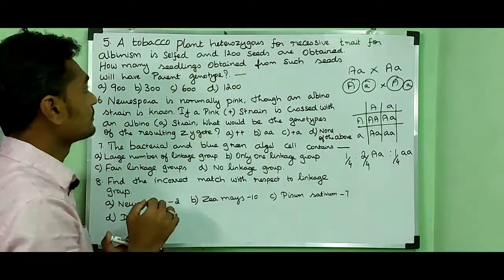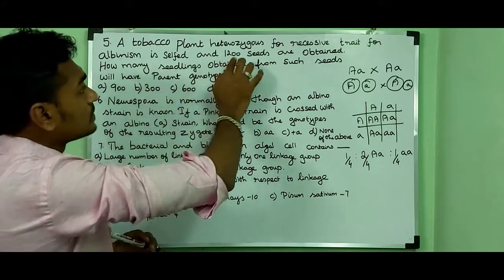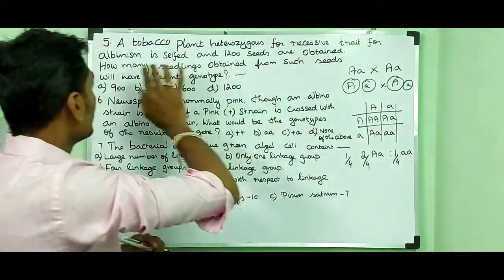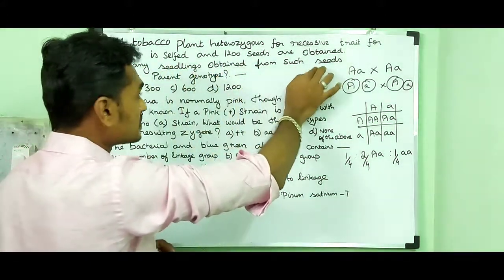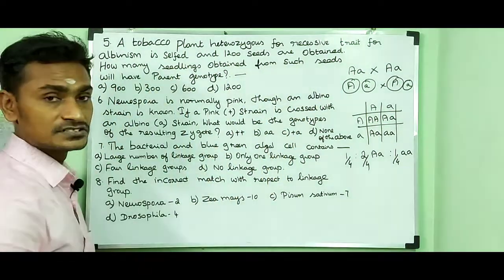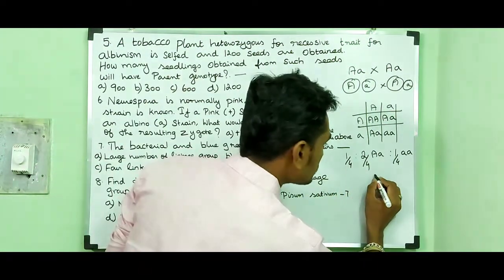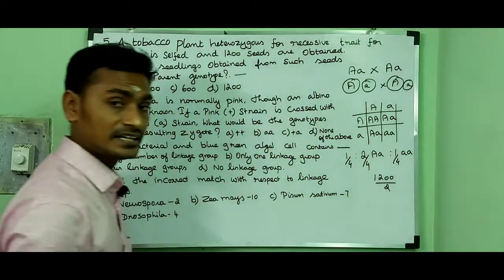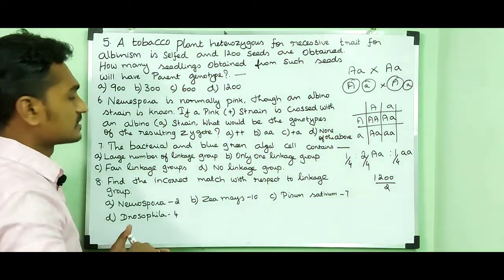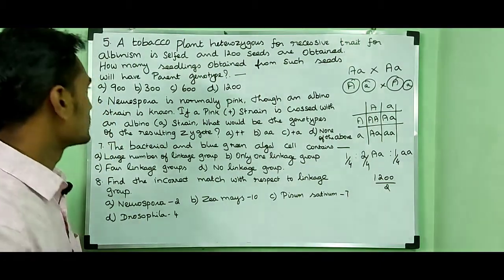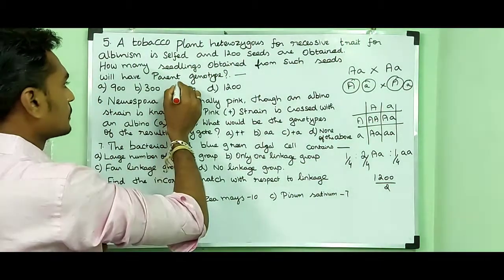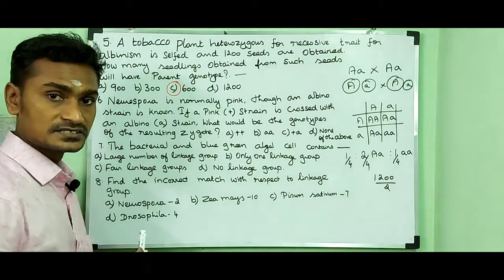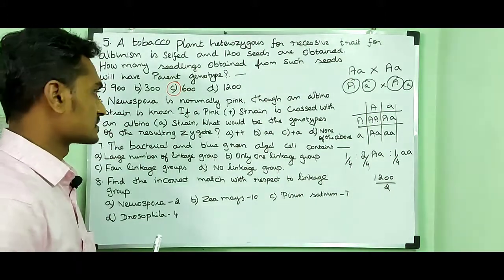But the question is, if 1200 seeds are obtained, how many seedlings obtained from such seeds will have parent genotype? So 1200 divided by 2. The answer is 600. Option C. The answer is 600.